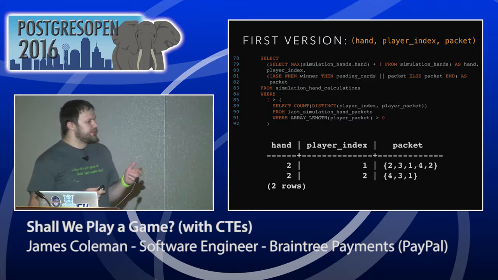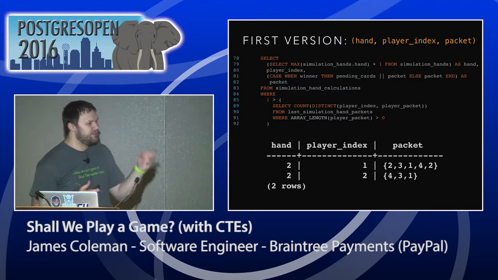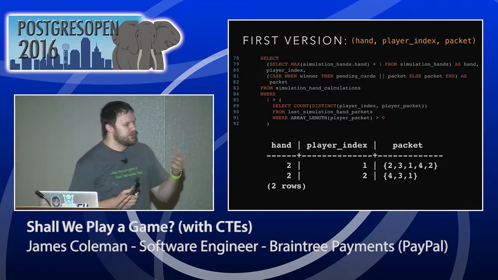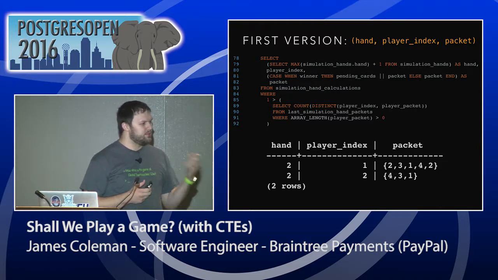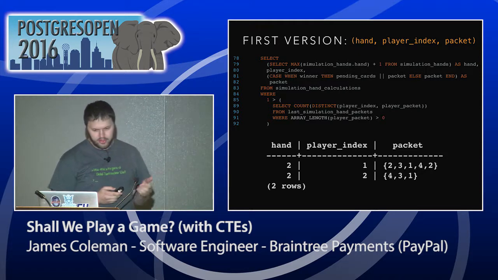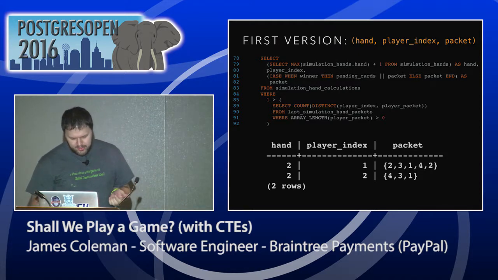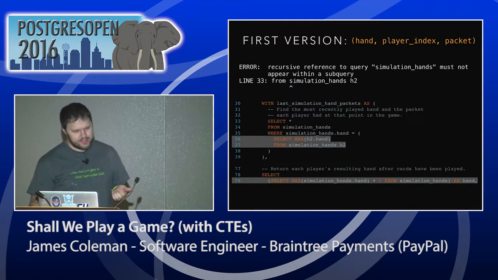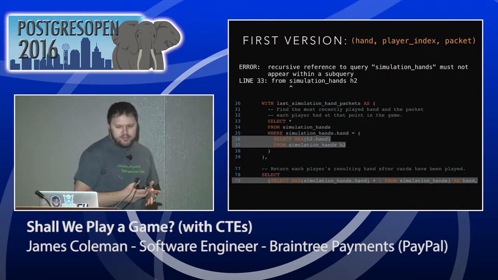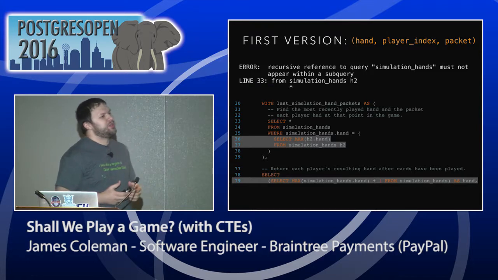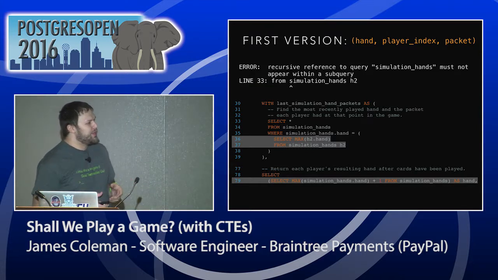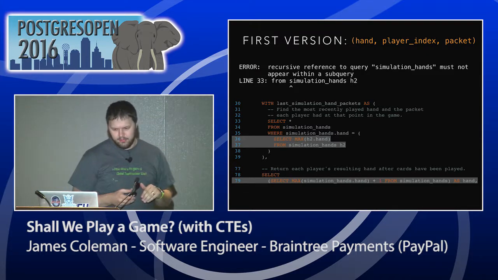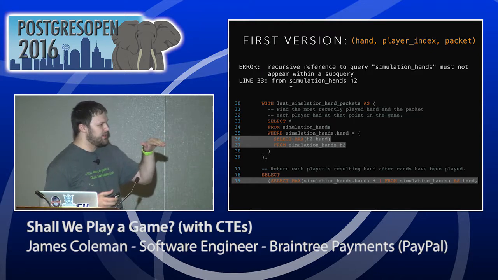Now, this is the result that we expected from running our query. We now have the first player with a larger packet because they won those cards 3 and 2, and so they're at the beginning. And the second player now only has 3 cards. But when we actually attempt to execute the whole query, instead we get this. Error, recursive reference to query simulation hands must not appear within a subquery. I apologize, the line number in the error message doesn't actually match up to the demo SQL here, as I added in some comments above it.